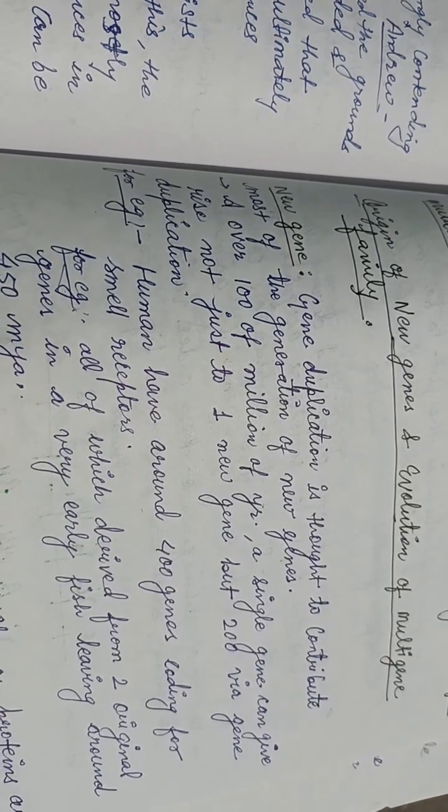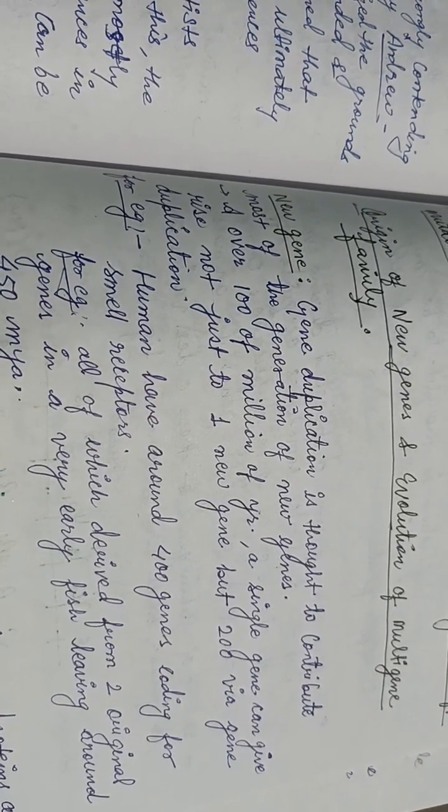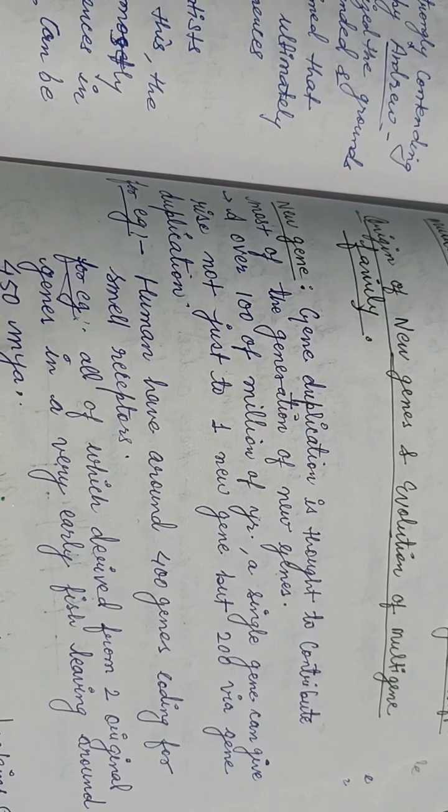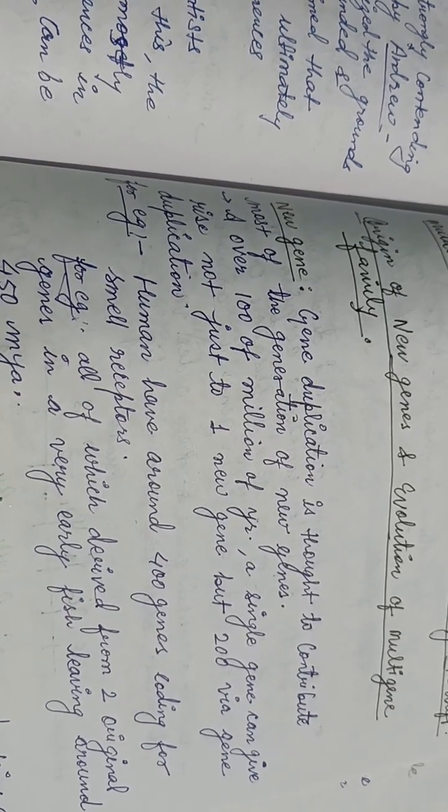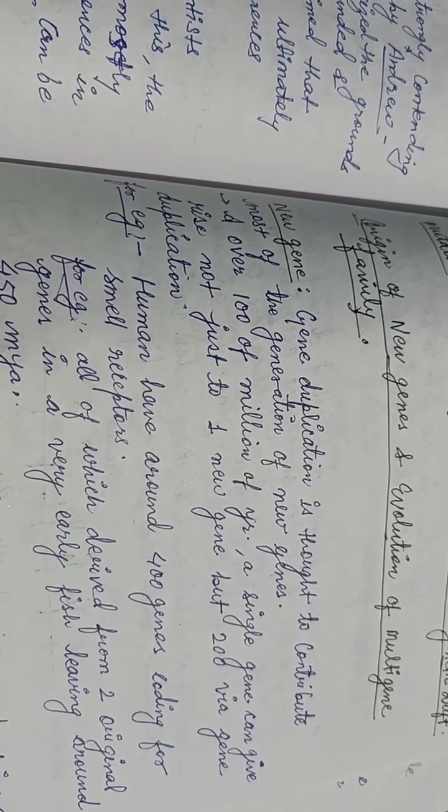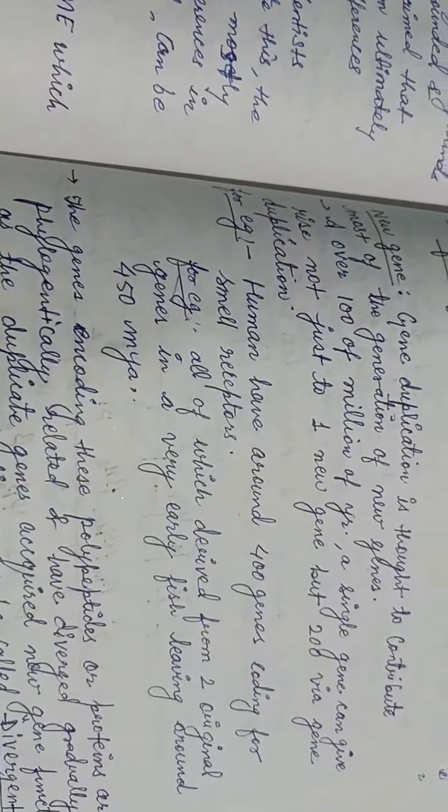Hi friends, in this video we are just going to discuss the origin of new genes and the evolution of multigene families. So how are new genes formed? They are formed as a result of gene duplication or variation.